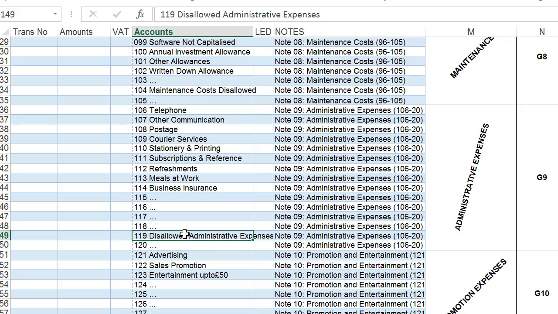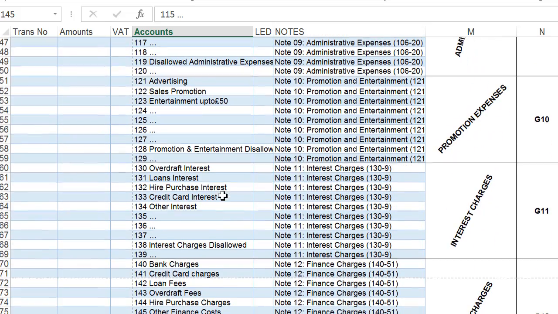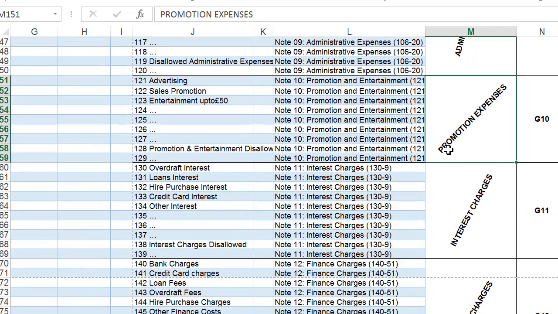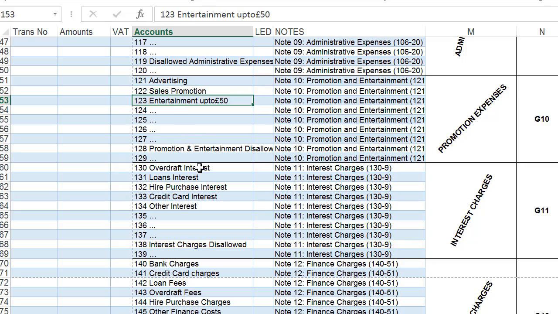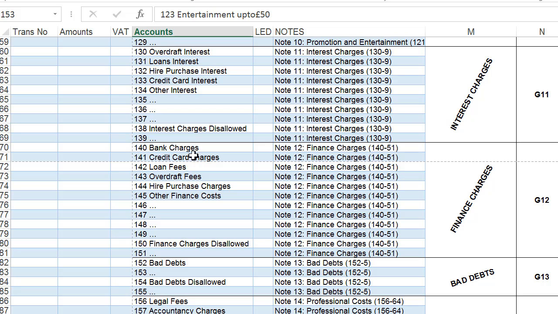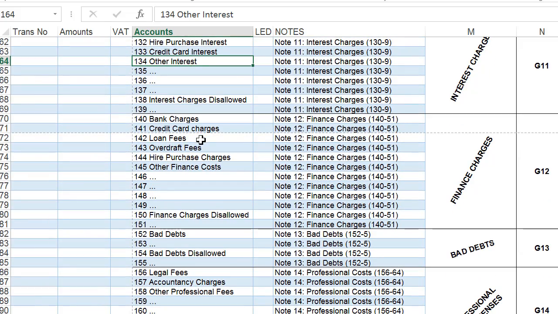Remember, most of these classifications have got what we call an account for disallowed expenses in that category. However, for the small businesses not registered for VAT whose turnover is less than 82,000, there is no provision for recording a disallowed expense. That one can be done in the bigger sole trader business, but not the small one. And then accounts 121 to 129 is for promotion expenses, advertising, sales promotion, entertainment, etc. Then 130 to 139 is interest charges accounts, overdraft interest, hire purchase interest, other interest.